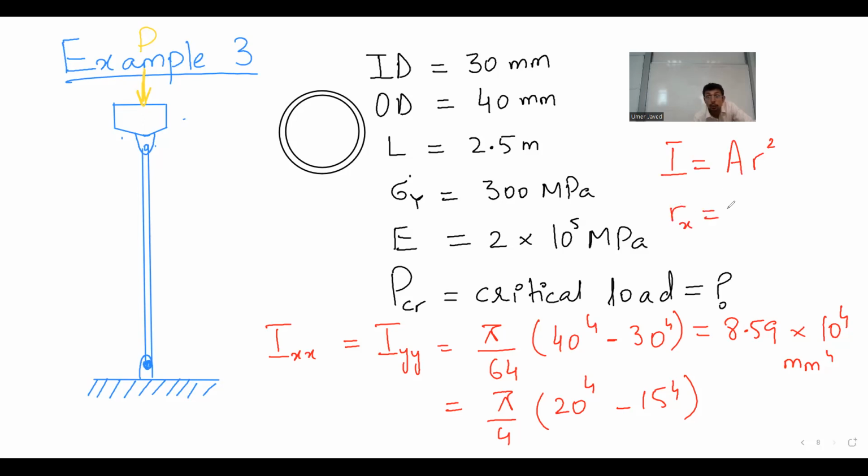Rx is equal to Ry is equal to square root of I by A, right? Because I is equal to A R square. Okay, good. So that value comes out to be 12.5 millimeter.